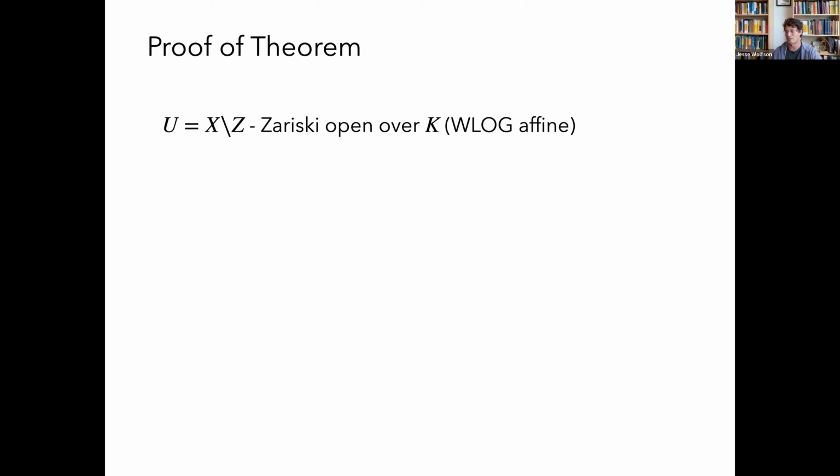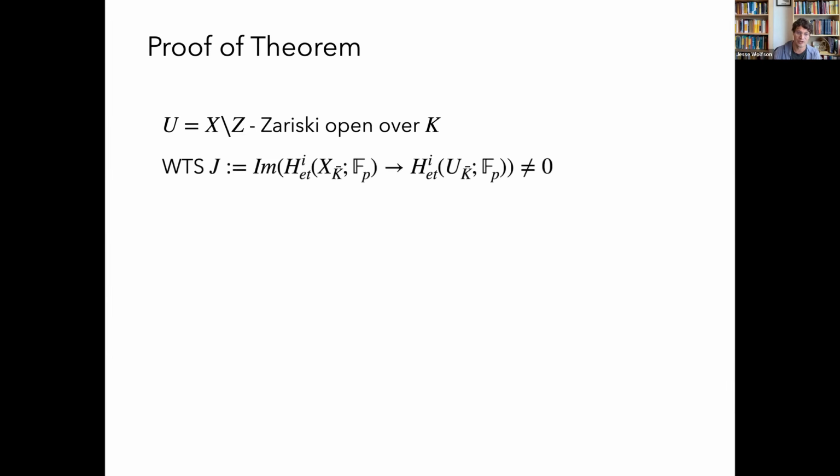For the purpose of this talk, I'll just say suppose the restriction vanished. If people are interested, you can see how to modify this to get the full lower bound. But for simplicity, I'll just say suppose the restriction vanished, right? And so what we want to show is that this thing I'm calling J, this restriction in mod p cohomology, is non-zero.